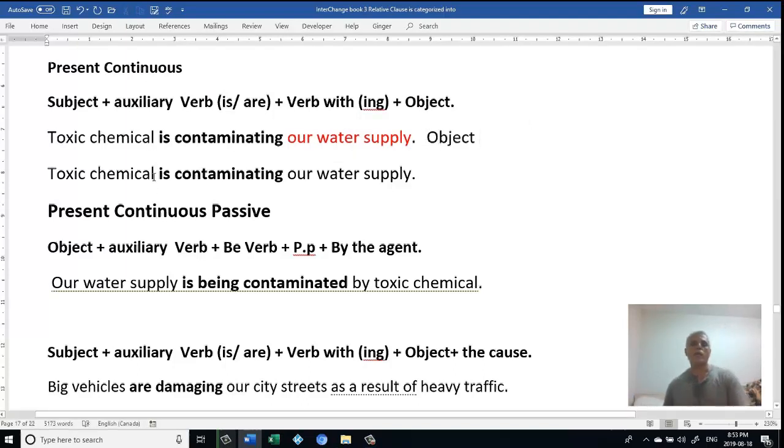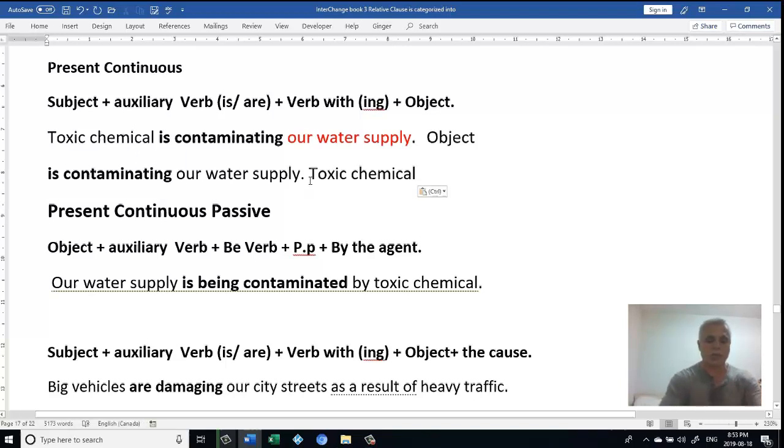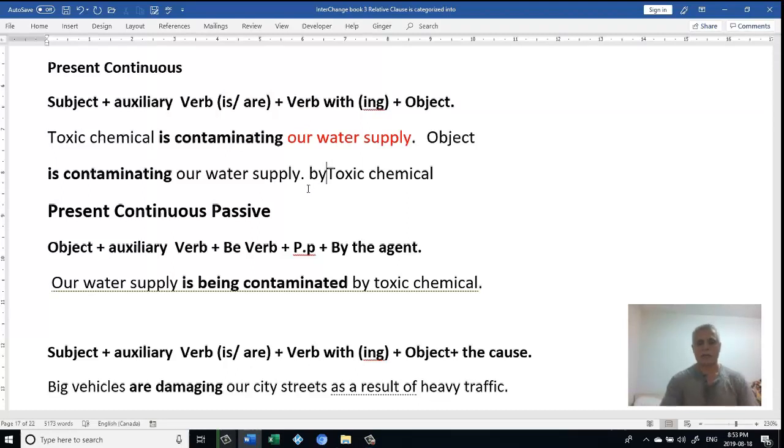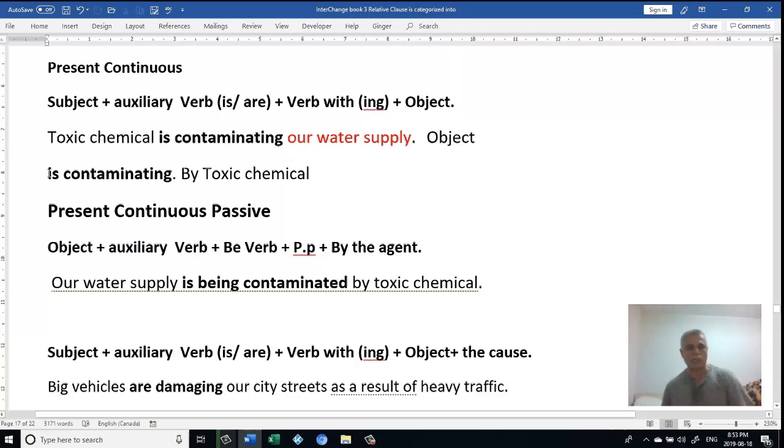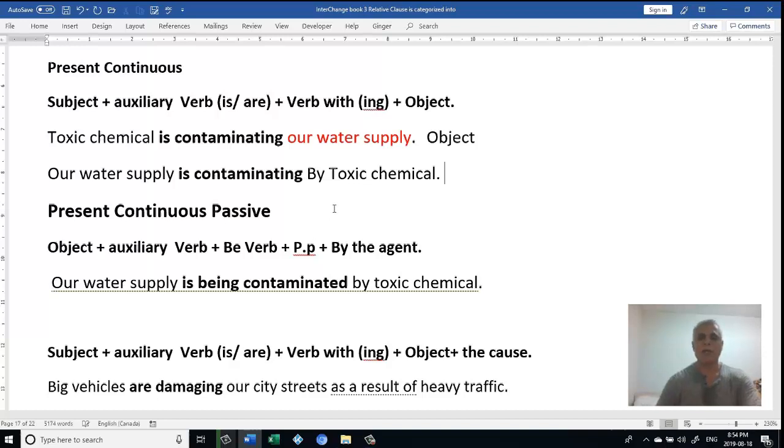Second step, then we delete the subject. Here we delete the subject, then put it at the end, switching with the object. We say by the subject. Then we take the object and place it instead of the subject. This is our first step. Then the second step, because we have to add be plus past participle.